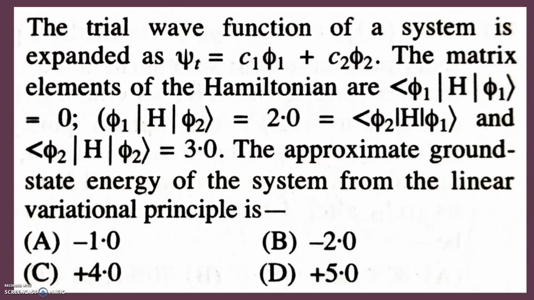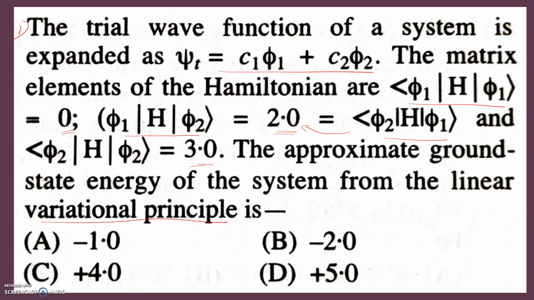This is question number 1. The trial wave function of a system is expanded as psi t equal to C1 phi1 plus C2 phi2. So, a trial wave function is given. The matrix elements of the Hamiltonian are phi1 h phi1, the value is 0, phi1 h phi2, the value is 2.0, and phi2 h phi1 also has the same value 2.0, and phi2 h phi2 has the value 3.0. The question is the approximate ground state energy of the system from the linear variational principle is.